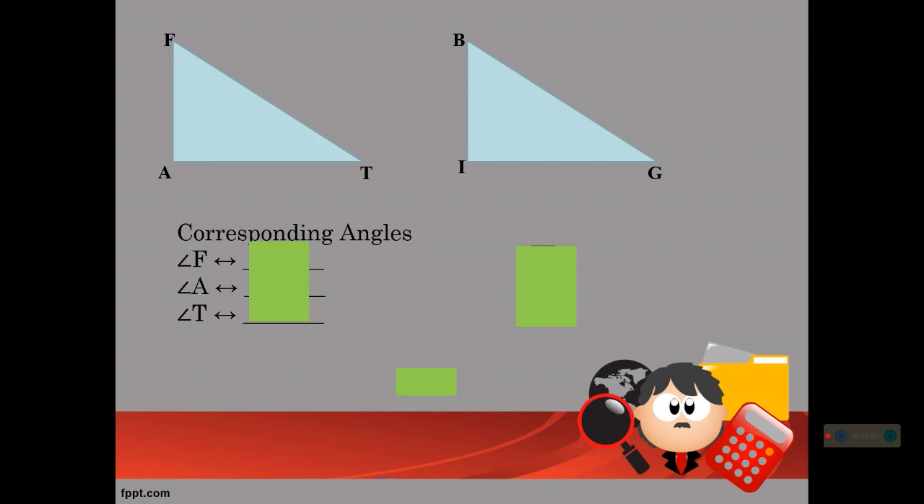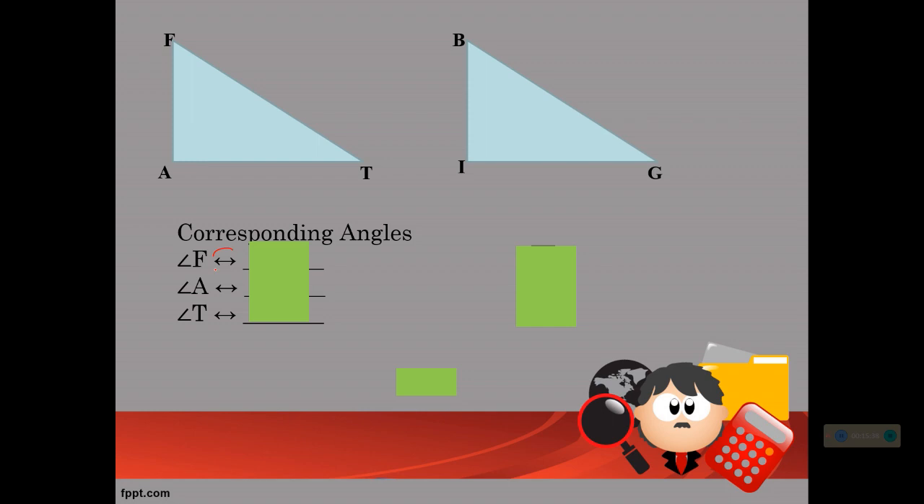Okay, so let us have first the corresponding angles. By the way, do you have any idea about the word corresponding? Okay, if you don't, when we say corresponding angles, those are the angles that have the same place in the other triangle, or katugma in Tagalog. Or if you are going to place one triangle on top of the other triangle, they are in the same place.